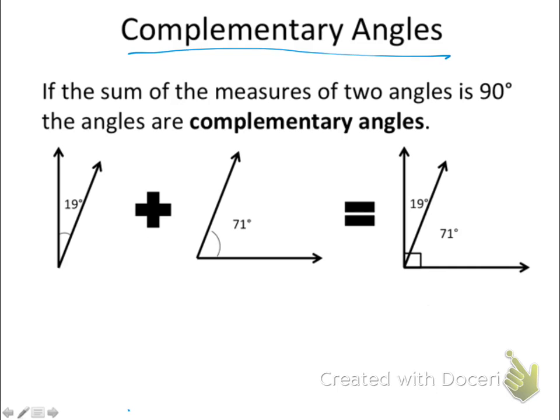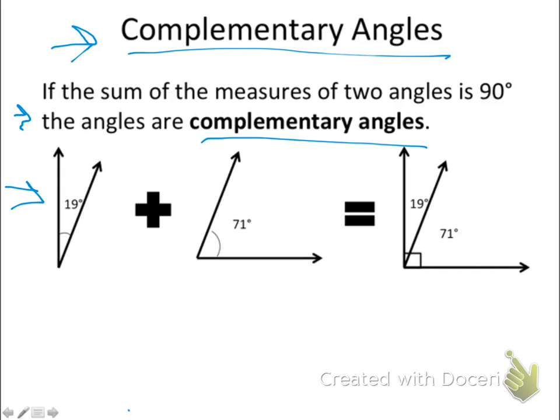You need to write down this title up here, complementary angles, this definition, and then make a quick sketch of this example. If the sum of the measures of two angles is 90 degrees, the angles are complementary. What that means is that if when you add together the value of two angles, it gives you 90 degrees, those two angles are a special pair of angles called complementary angles.